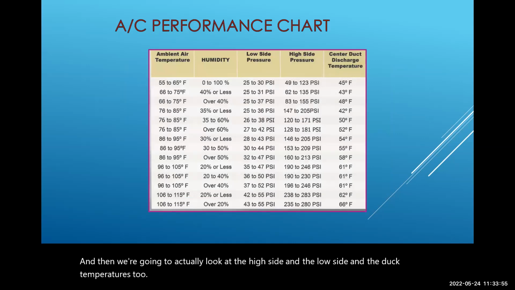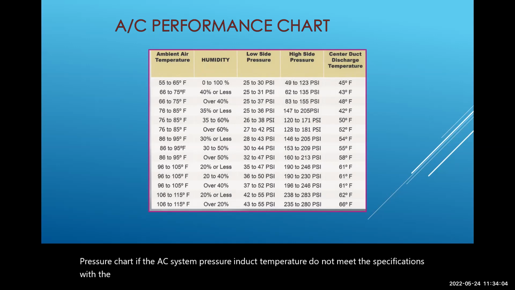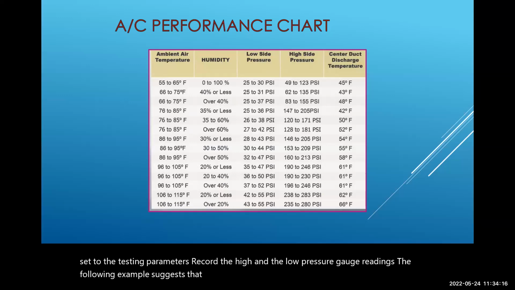This is a typical pressure chart. If the AC system pressure and duct temperature do not meet the specifications with the vehicle set to the testing parameters, record the high and the low pressure gauge readings. The following example suggests that the cause may be with the actual given gauge readings. These gauge readings are taken with the vehicle operating in this performance test mode.